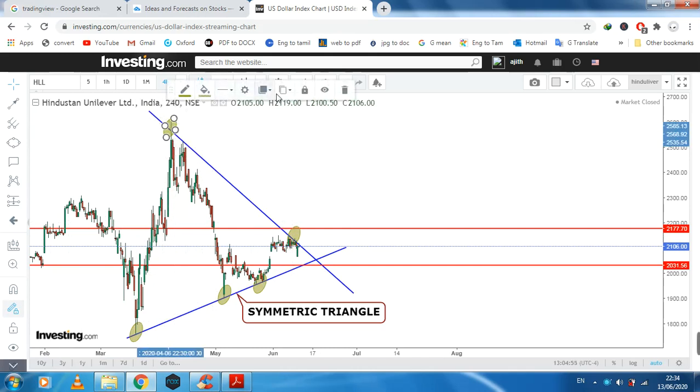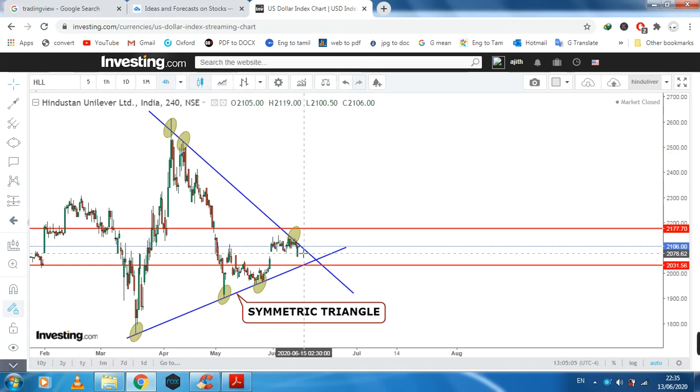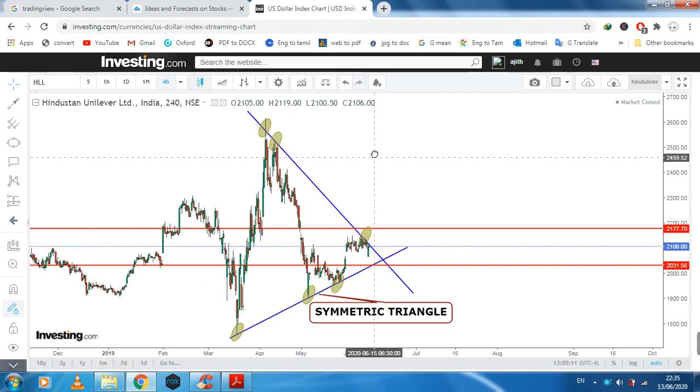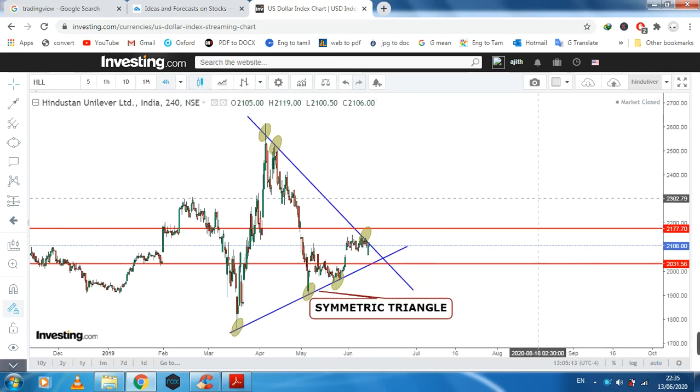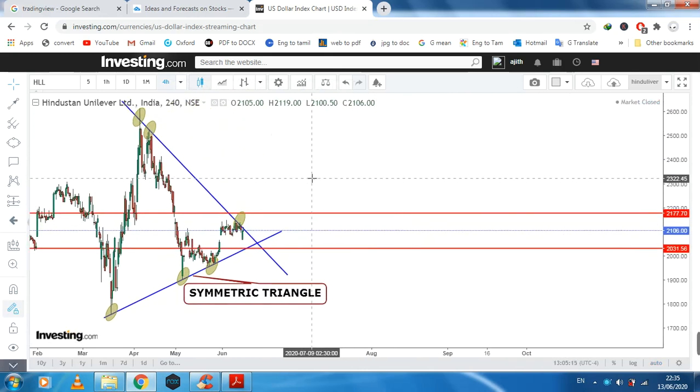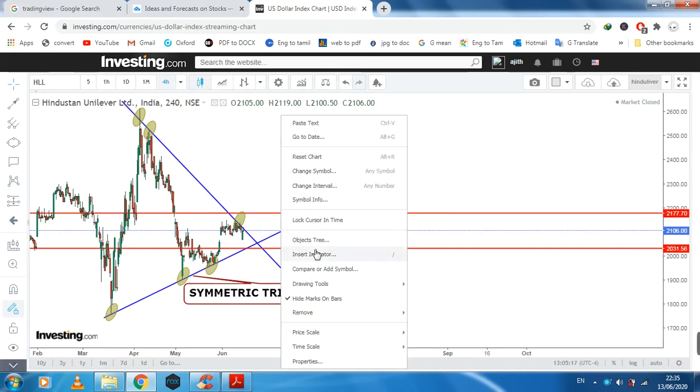Okay, so after this, you have to wait for the breakout. A symmetric triangle has a chance to break on the upward side and the downward side also. Okay, and one more thing here, you can wait for this breakout and you can do the trade.